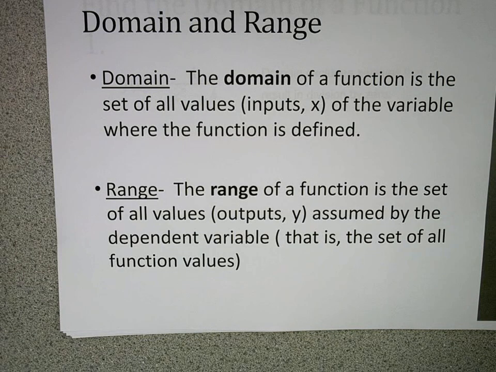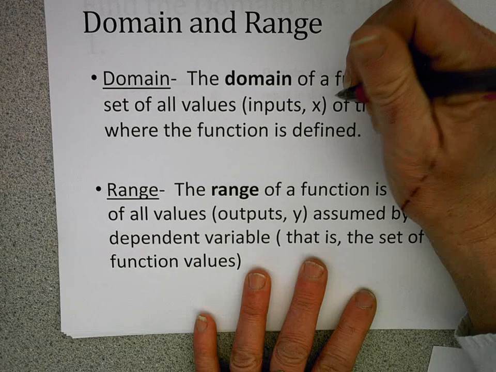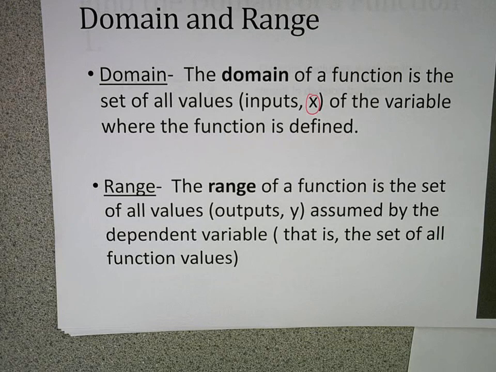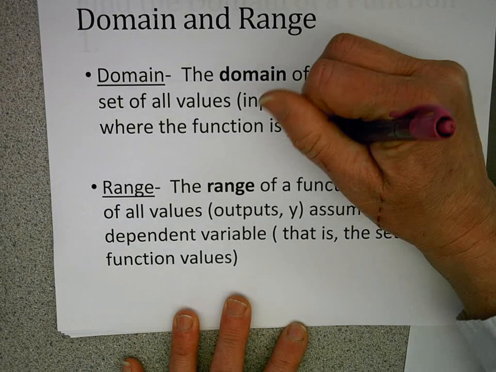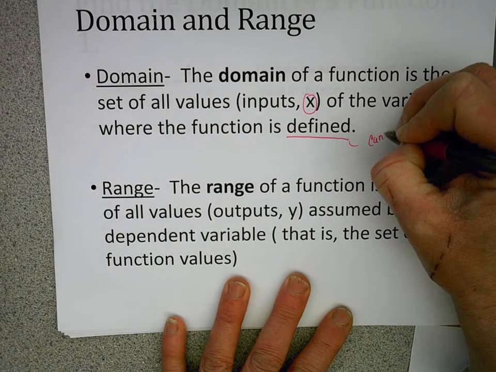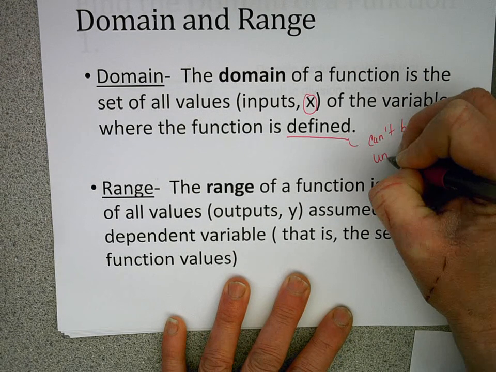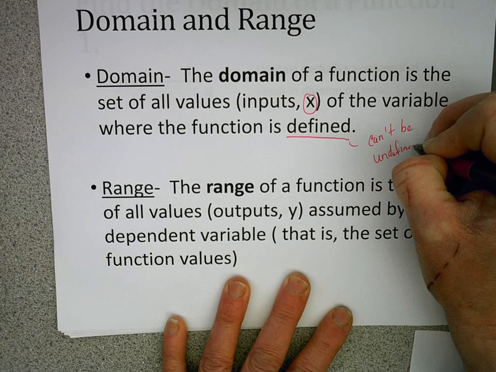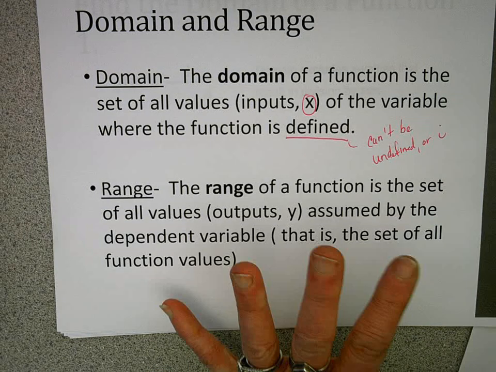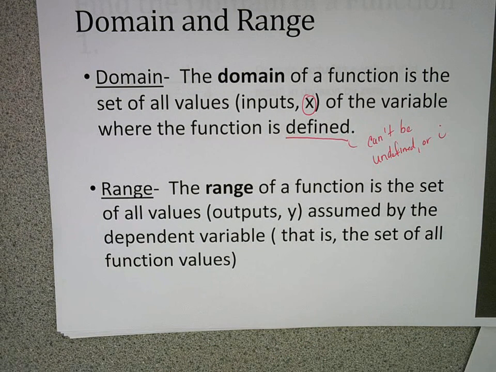First of all, the domain of a function is the set of all values, which is basically our x, or the inputs of the variable where the function is defined. It's a big word, defined. Can't be undefined. Can't be imaginary. So we're going to put can't be undefined. And you guys should know what I mean by that. Or i's. I's are not real numbers. They do tell us things about the graphs, but they're not part of our domain. It's not numbers you plug into a function to find an output.